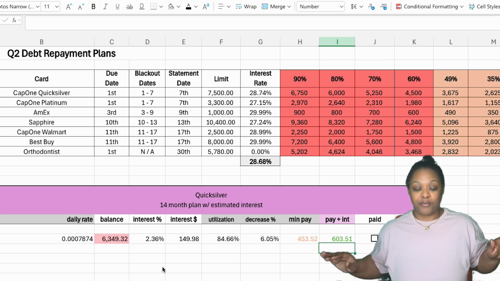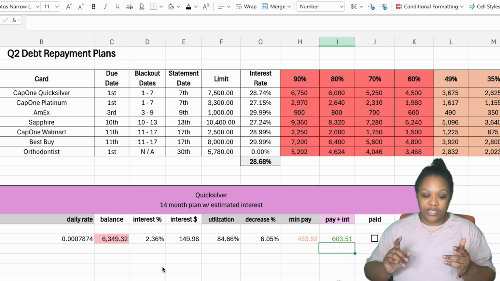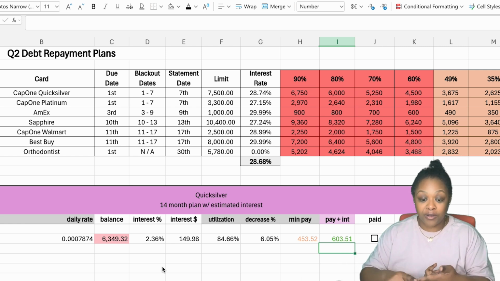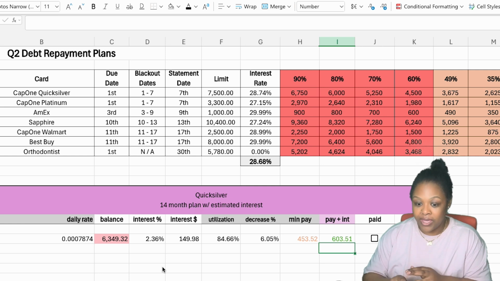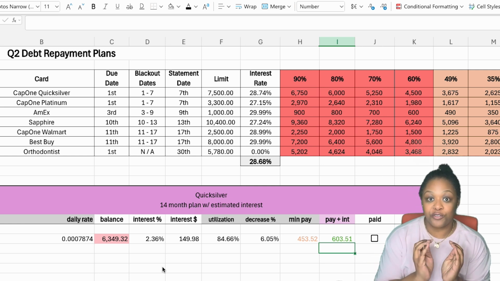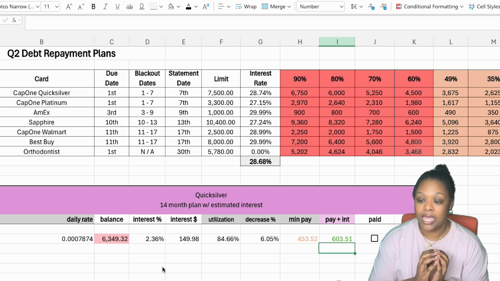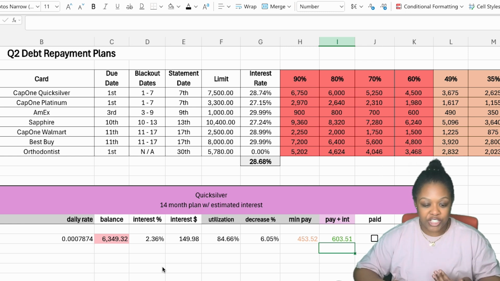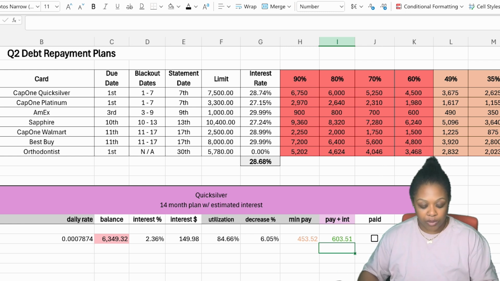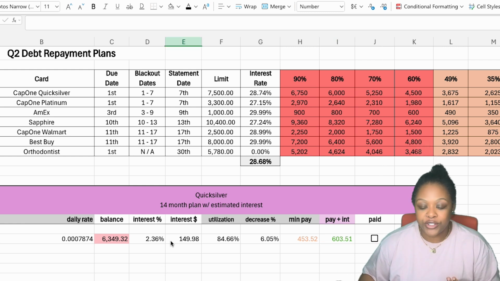That is all the information that you need. Again, your daily rate, balance, interest, dollar amount, percentage, your utilization, how long it's going to take you, then the decreased percentage, and then from there you can find your minimum payments. After you do that, trust me, it's really mathy and really wordy just because I'm explaining it. But as you go through, it'll be like clockwork. Once you have this entered, you don't have to enter it all the time, only if something changes, okay?